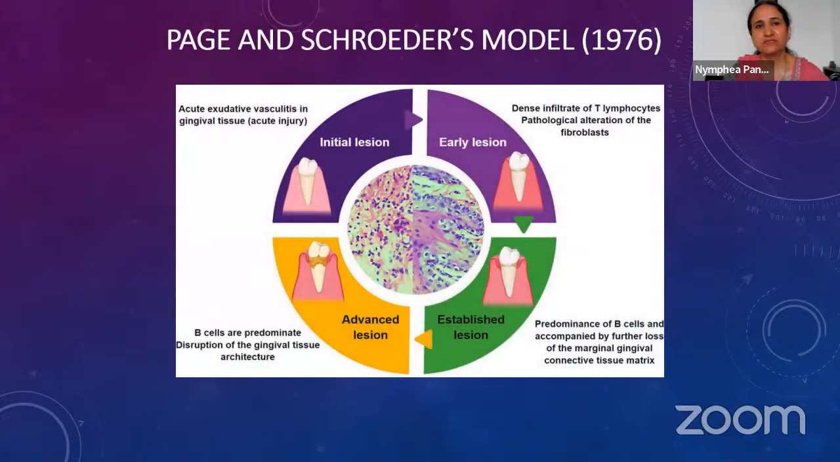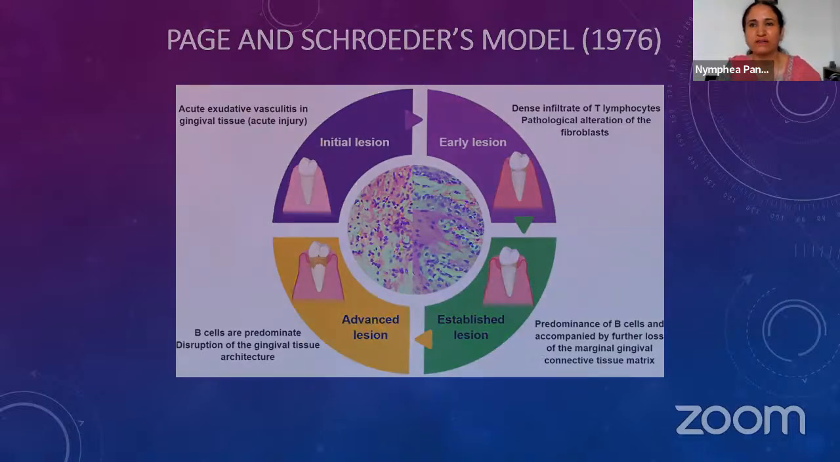In 76, this is the first time that histological studies of periodontitis were made, and Page and Schroeder in 1976 gave the classical model of differentiating this disease into 4 stages. We had the initial stage, the early stage, the established stage, and the advanced stage, and we had different types of cells coming in and creating more and more inflammatory exudate, getting the disease and creating the attachment loss. So this was the typical model that was given at that 70s time.